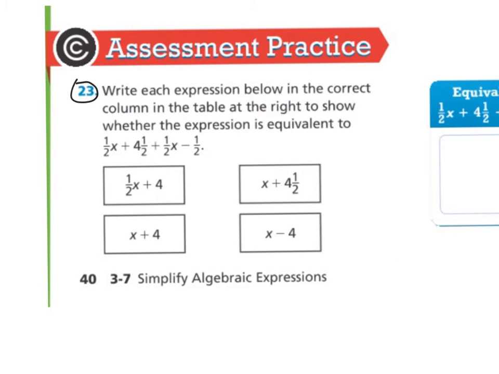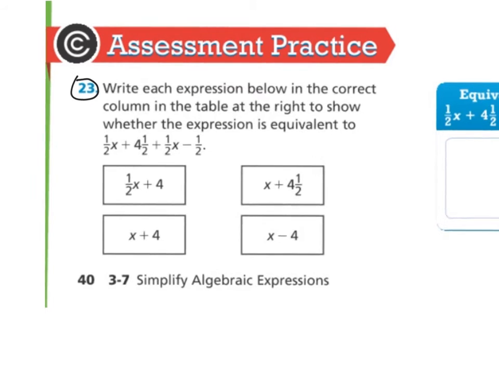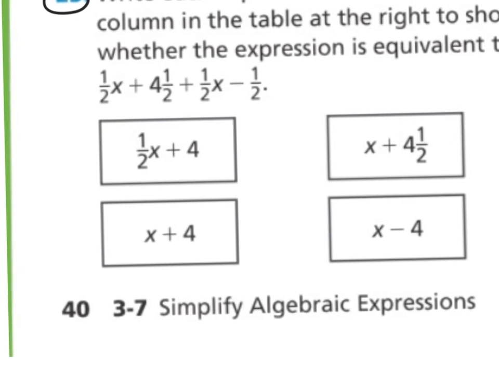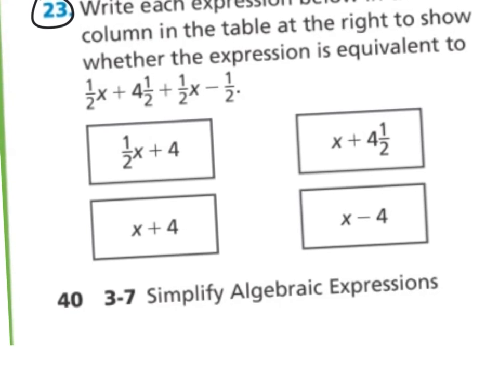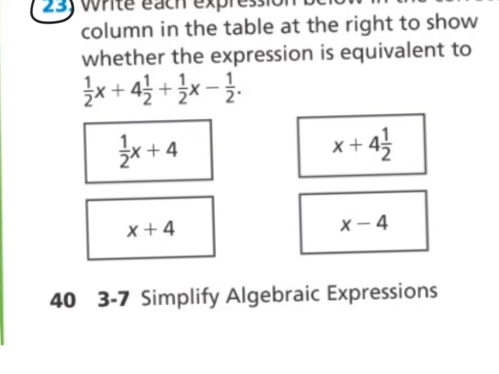23, they want us to write each expression below in the correct column in the table at the right to show whether the expression is equivalent to 1/2 x plus 4.5 plus 1/2 x minus 1/2. So probably a good first step here would be trying to simplify what they've given us. It's kind of difficult for us to tell if it's equivalent when we've got all these different terms that can be potentially combined together.